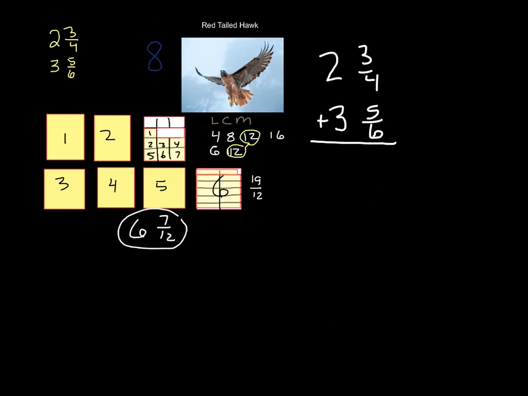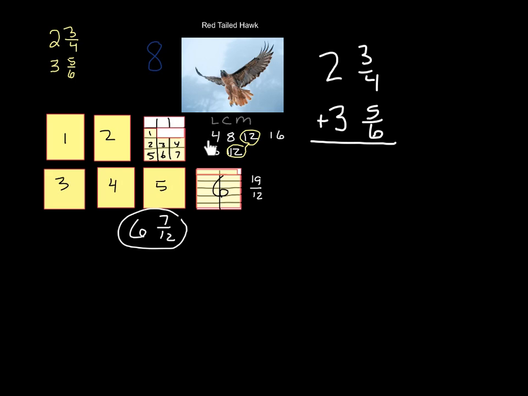So the first thing we want to do is simply rewrite our mixed number fractions, 2 3/4 plus 3 5/6. And as we've always talked about when working with fractions, the first and most important thing is you have to have common denominators, and these are not common, they are unlike, because they're not the same. So I've already found my LCM, my least common multiple.